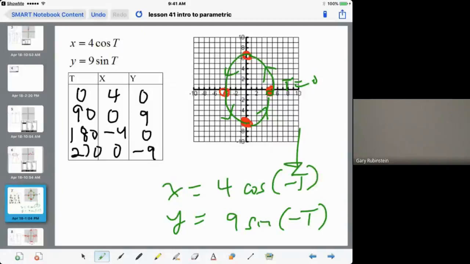Well, someone asked about it, does it really matter? I mean, on a test, if I said graph this, I wouldn't be able to see what order the points happened in, but if I drew a picture and said, put a t equals 0 here and t equals 90 here, then this would be the answer for it.